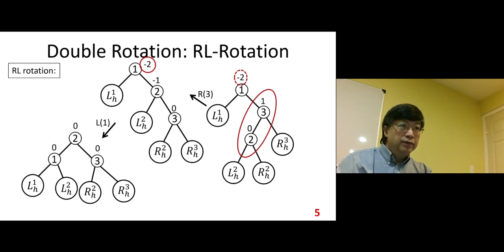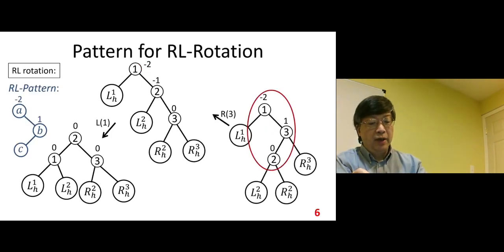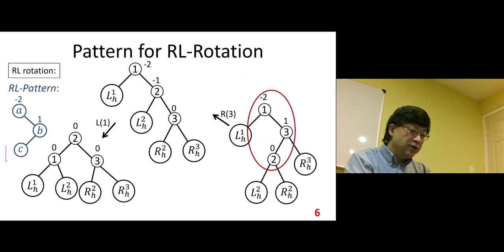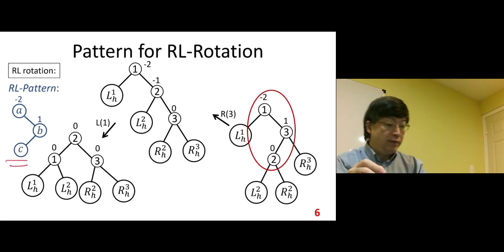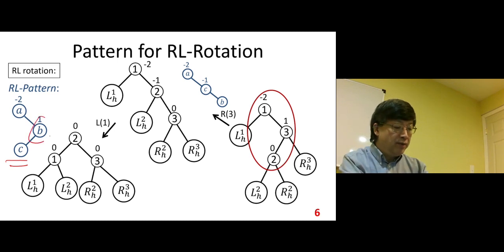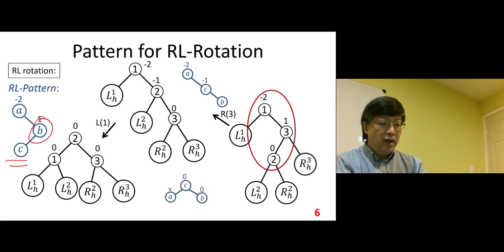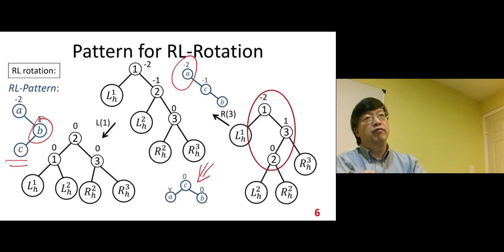Let me still give you the pattern. For the pattern part, we describe it as this pattern. The first time, R rotation with respect to the middle one, so we get that. Second time, L rotation with respect to the bad one, so we get this final structure.